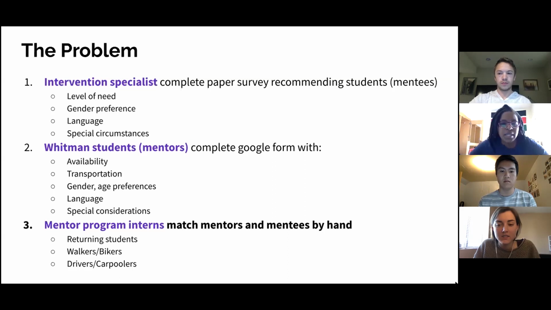And this is usually in 3 categories. There's returning students, who are basically students that have participated in the program before and are most likely to be paired with mentees that they've worked with before. And then we have walkers and bikers who go to nearby schools. And then we have drivers and carpoolers that go to schools that are farther away.